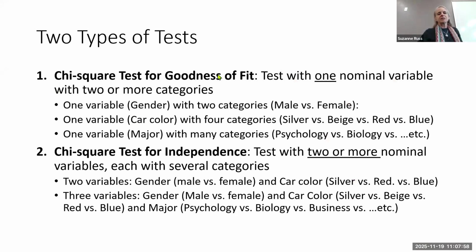So the chi-square for goodness of fit that we just did, we have one nominal variable with two or more categories. Gender with two categories, car color with these four categories, college major with these categories. But now we're doing independence, two or more nominal variables. So we might have two variables, gender, male versus female, and car color. So we might be asking a question like, does preferred car color differ based on the gender of the individual buying the car, right? That's what we'd be asking. Or three variables, gender, male versus female, and car color and major. And so we'd be looking to see if these things impact people's preferences or whatever we're asking.